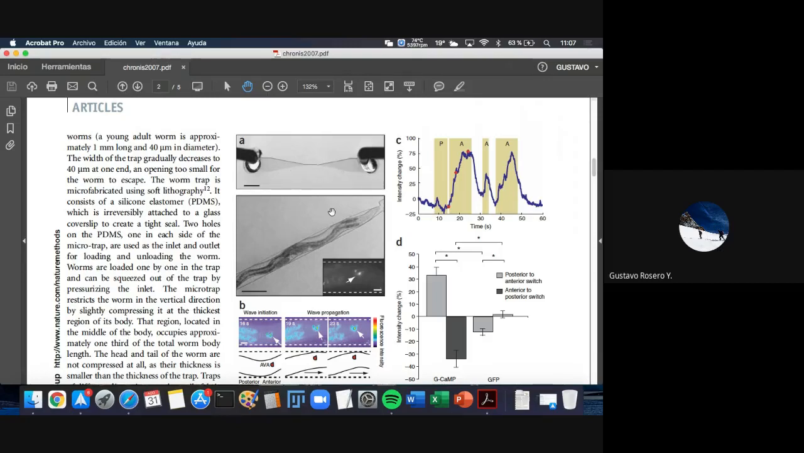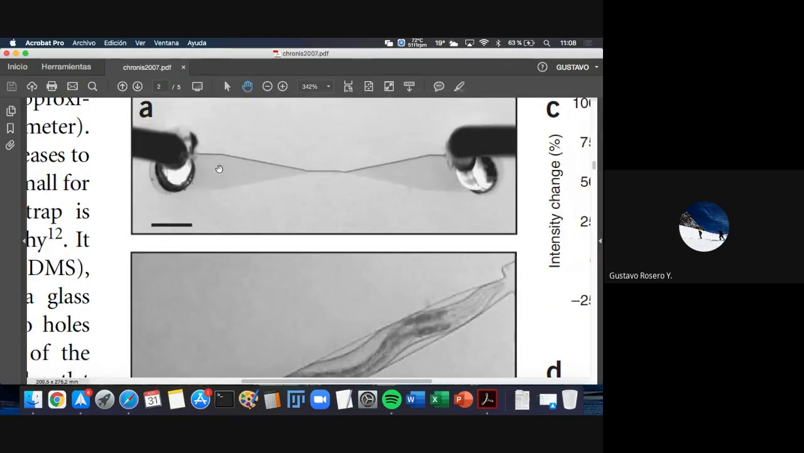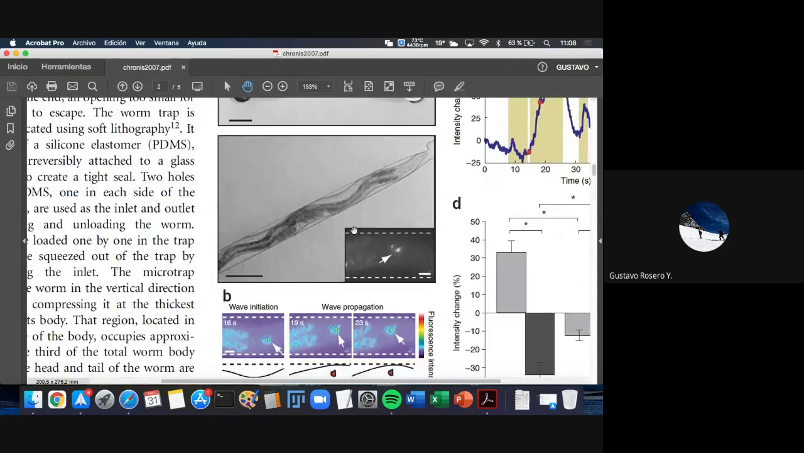What is the idea? In the middle, they put the C. elegans in this part, and the idea is to trap the C. elegans and try to avoid the vertical movement. The C. elegans only has the ability to move the tail and the head.